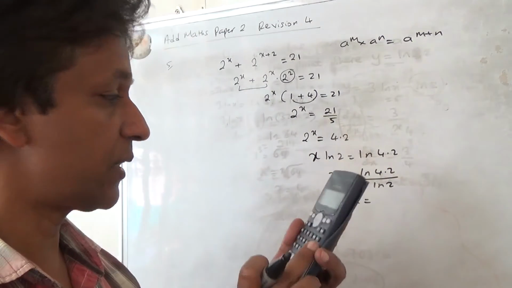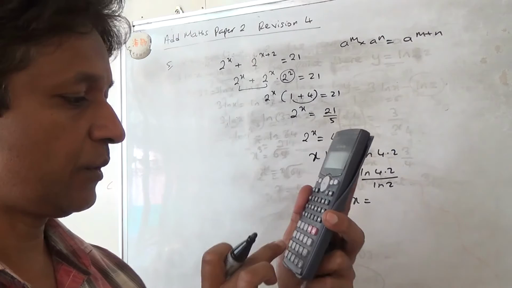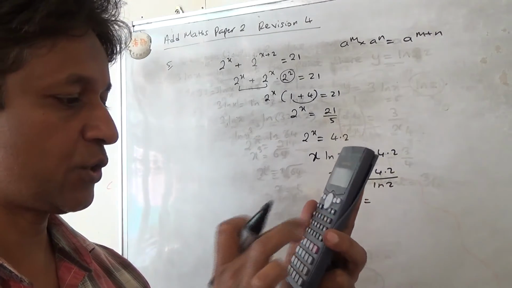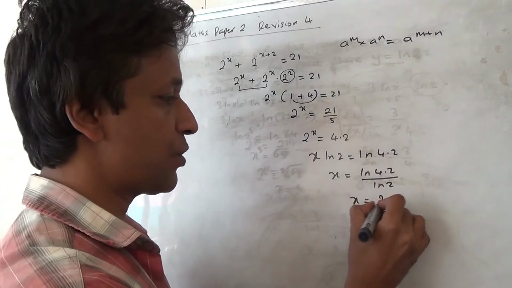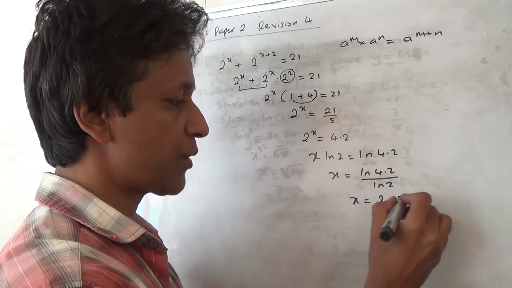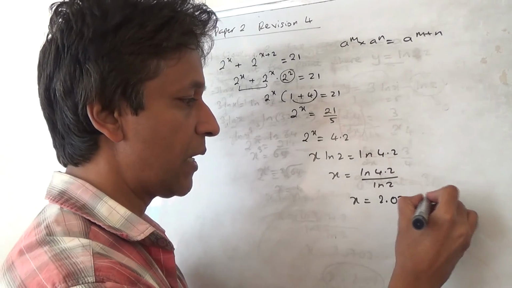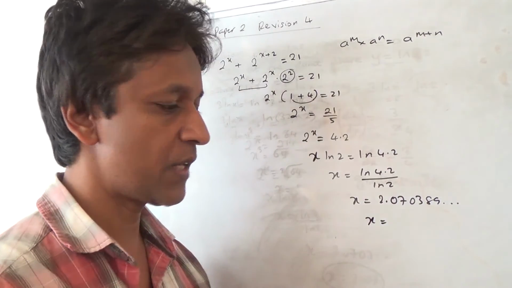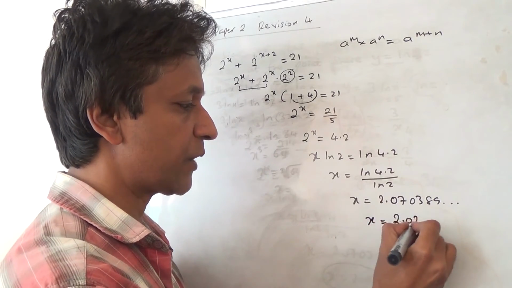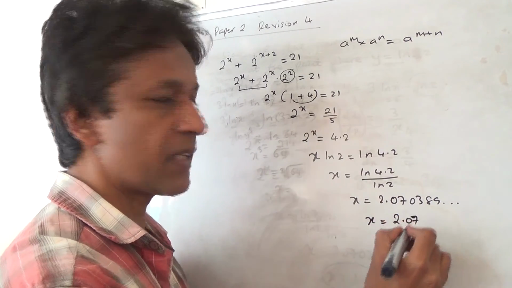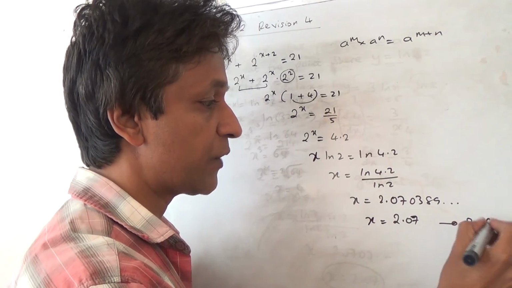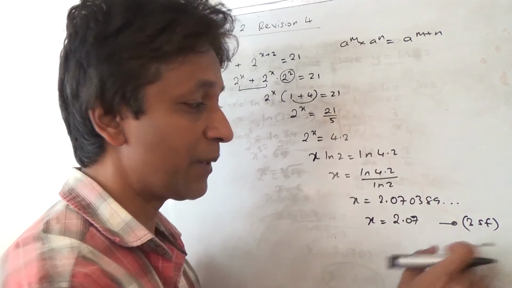Right, so I got ln 4.2, given this much, divided by ln 2, and that's going to give us 2.070700389. It goes on forever, so don't worry about it. So the best way is to leave your answer to 3 significant figures, unless otherwise stated in the rubric of the question, of course. So this is to 3 significant figures, and I hope you've enjoyed this video.